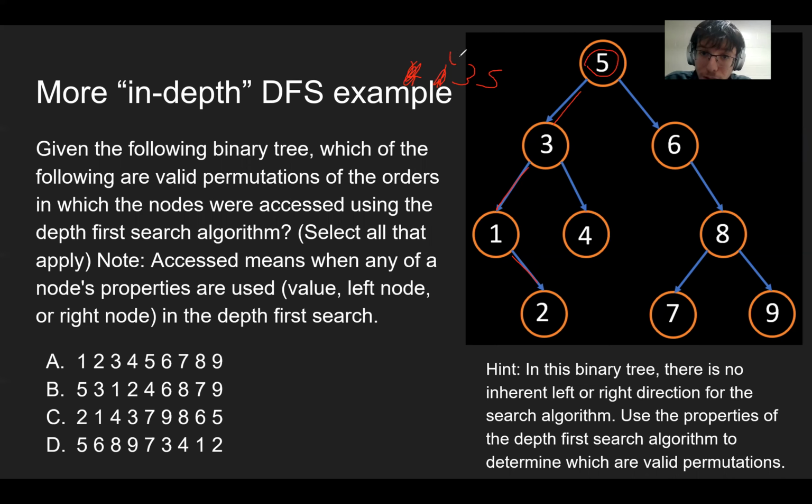So now I put the 4 on the stack. We print out the 4 maybe. Then we try and do something with the 4. We can't, right? No left, no right. So we remove it from the stack, we pop. Then we backtrack. And now we have the 5, we go right.